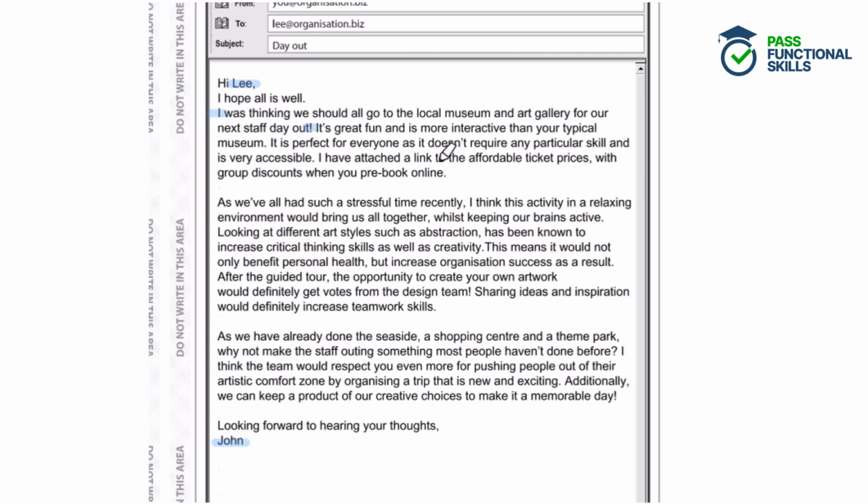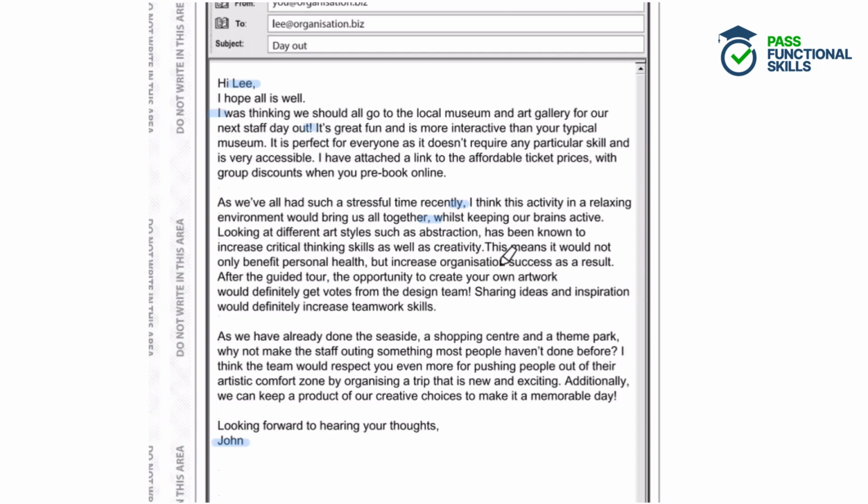Other punctuation that we've got: commas in there to sort of build on ideas. So for example, "as we've all had such a stressful time recently", so that's one idea, that the team has been having a stressful time, and then they've connected this using a comma to their opinion that the activity would bring them together. And they've also added that they will also keep their brains active. So using commas to add information and ideas there.